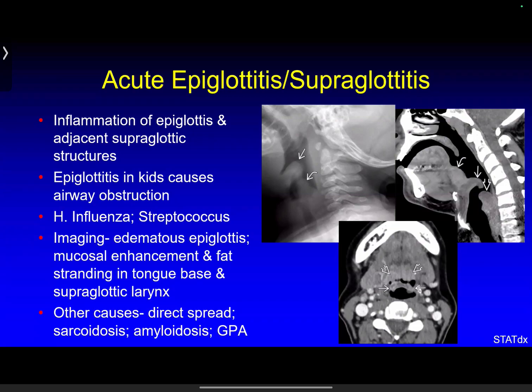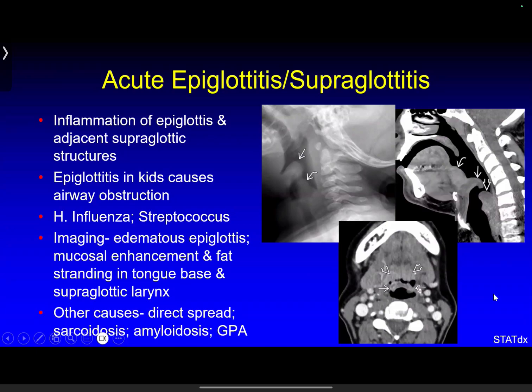On imaging, you will see an edematous epiglottis. You may see mucosal enhancement and fat stranding in the tongue base, supraglottic larynx. So here, that classic thumbprint sign on a lateral soft tissue neck radiograph in a child with acute epiglottitis. And this density represents an edematous aryepiglottic fold.